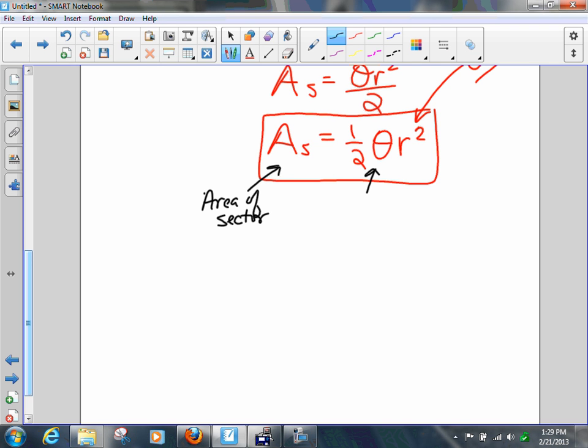Theta represents the angle in what? The central angle, but it's in terms of radians. There we go. Central angle measure must be in radians. You can put that on your card if you can write it tiny.